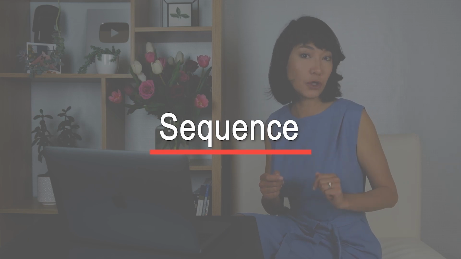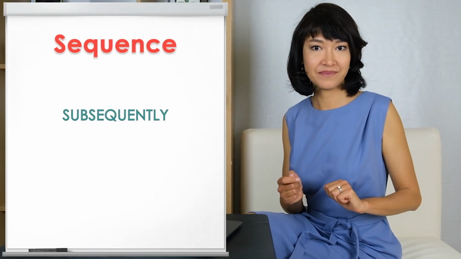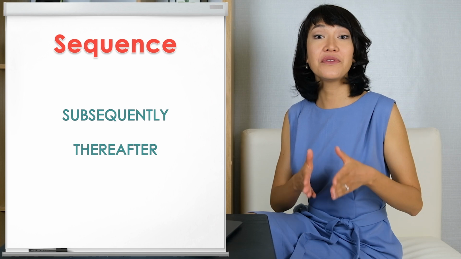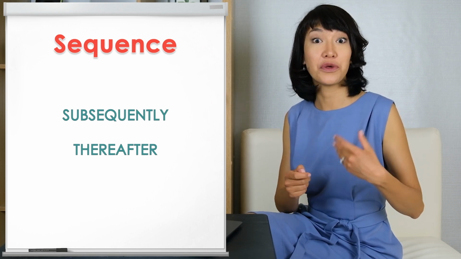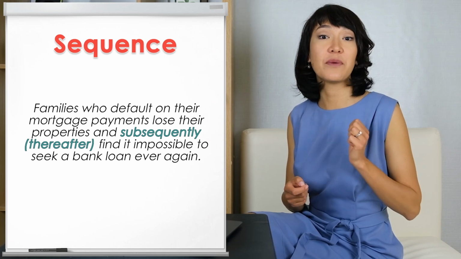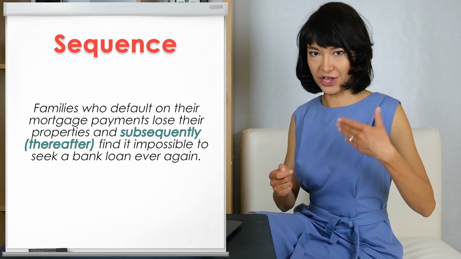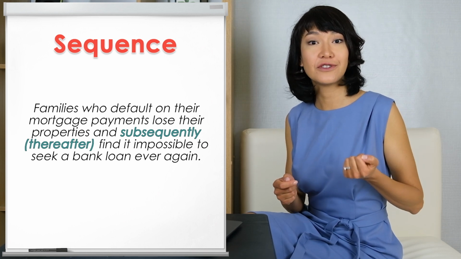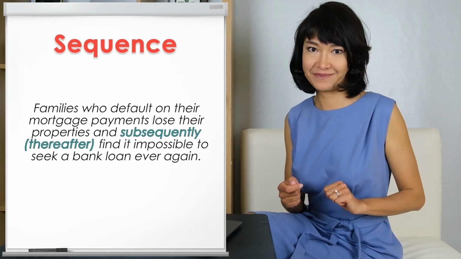Right, let's go on to another type of linking word. I'm thinking of words that show sequence in time or in process. I'm sure you know words like first, then, after, finally, and expressions such as in the first place or first of all, and so on. But what about these? Subsequently, thereafter. Both can replace the words after or then. Families who default on their mortgage payments lose their properties and subsequently or thereafter find it impossible to seek a bank loan ever again.